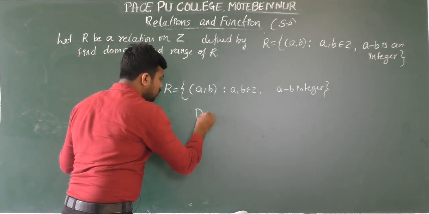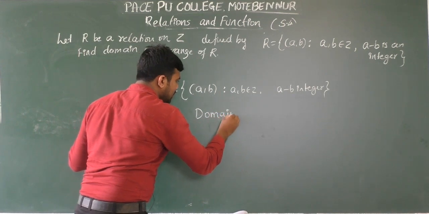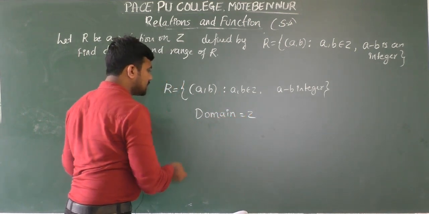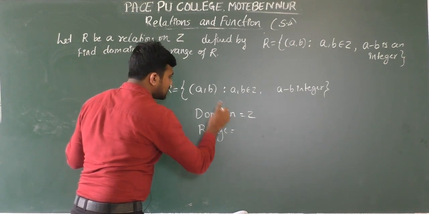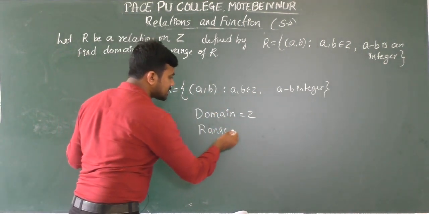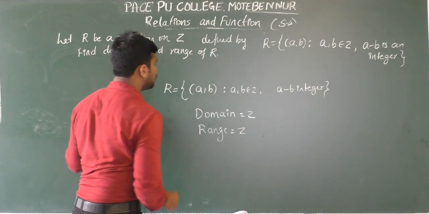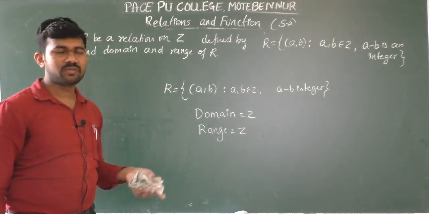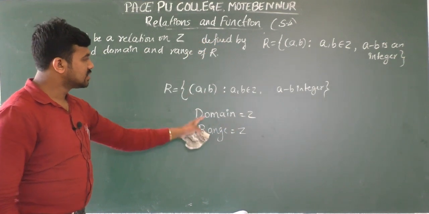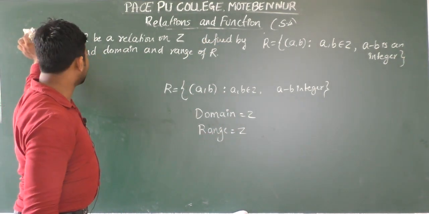So the domain is nothing but Z here. Similarly, the range is nothing but the second component of the ordered pair, and it is also all integers. So both sets are integers here. Directly we can answer this question. This is a general question they ask, so we can answer directly. Okay, like this.